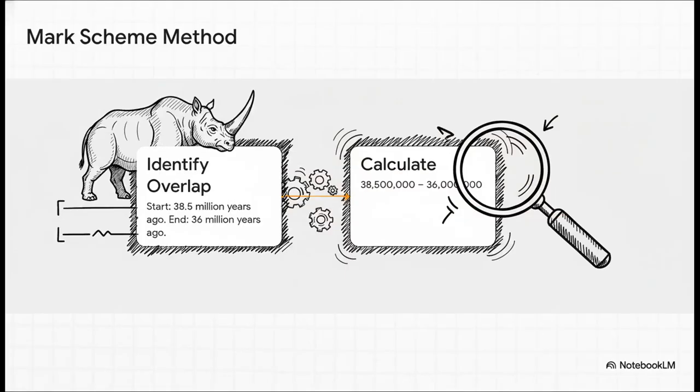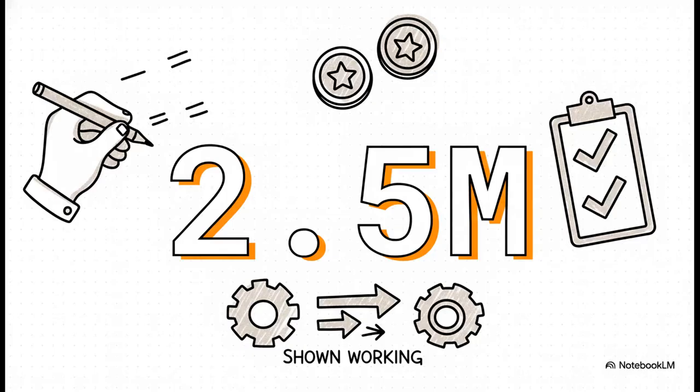So, how do we do it? Well, this slide shows the exact method the mark scheme is looking for. First, find the start of that overlap. You can see Brontotherium appears at 38.5 million years ago. Then, you find the end of the overlap, which is when it goes extinct at 36 million years ago. Step 2, just a simple subtraction. And boom, that gives us our answer, 2.5 million years.